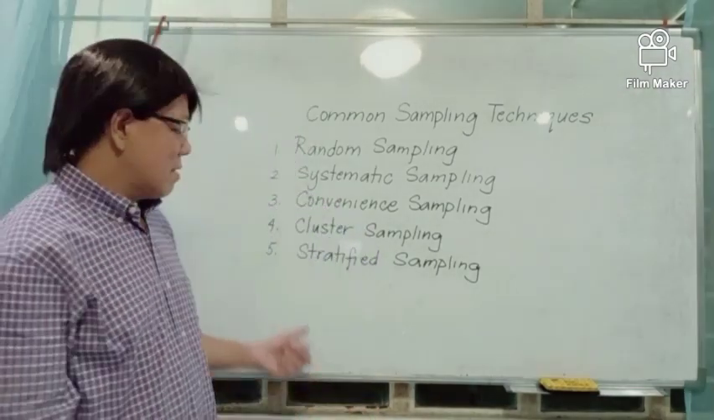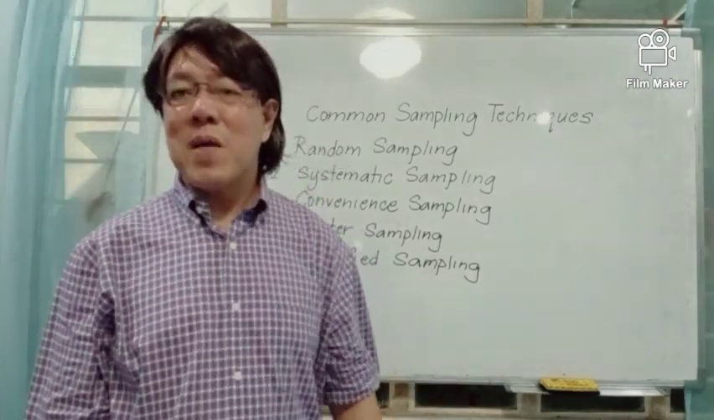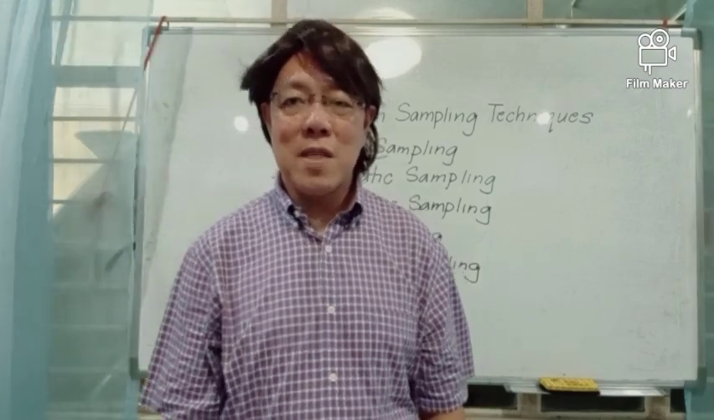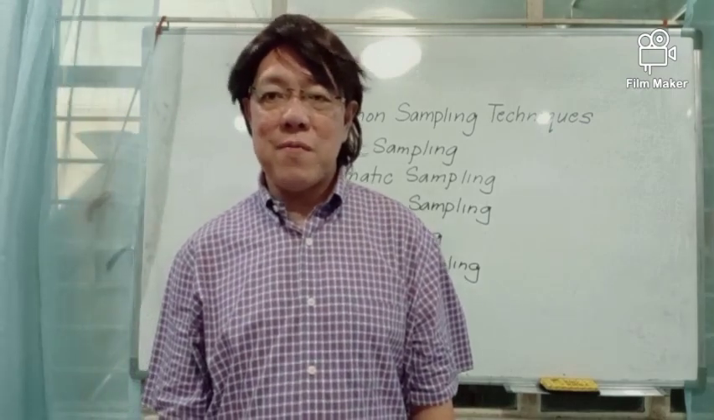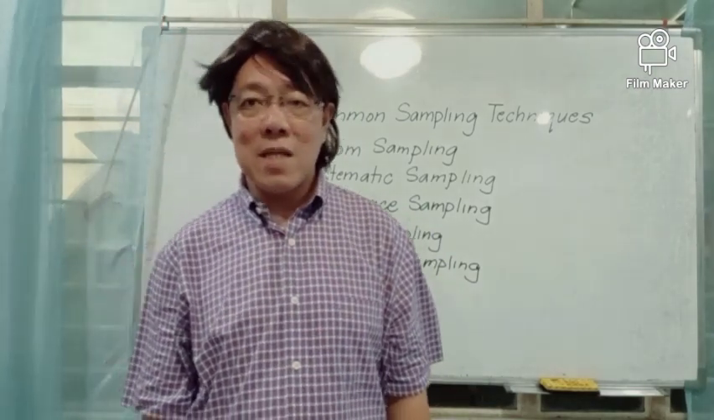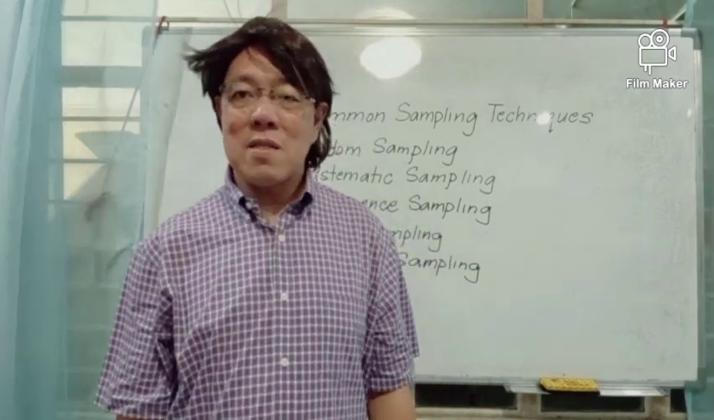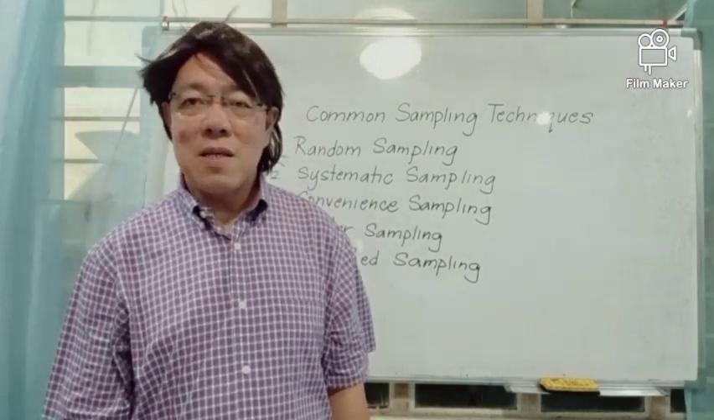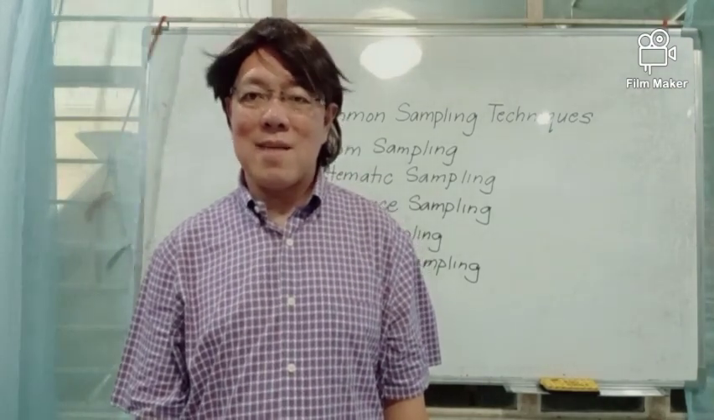And the last common sampling technique is stratified sampling. Stratified sampling is like the cluster sampling, in that the stratified sampling uses subgroups of a population, but the members that belong to a group or subgroup or strata share common characteristics. When the characteristics or attributes of the members of a group are readily identifiable, it is easy to use the stratified sampling technique.